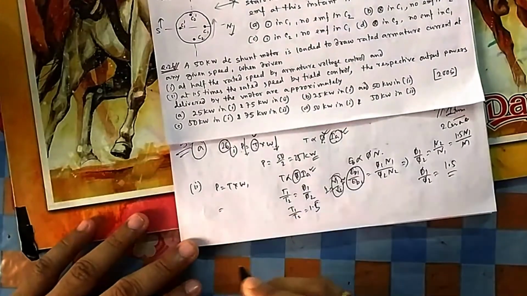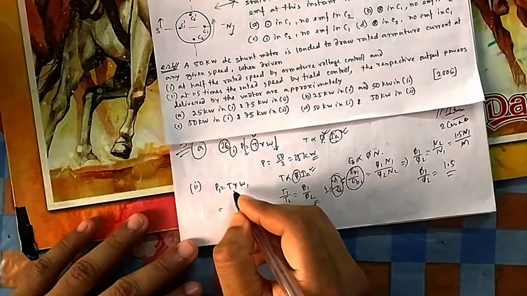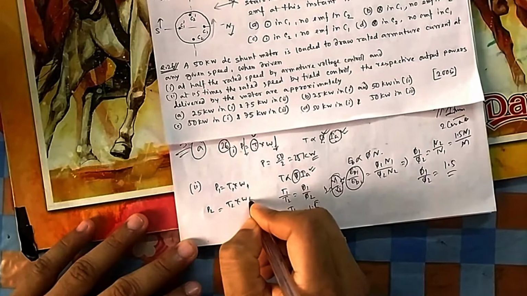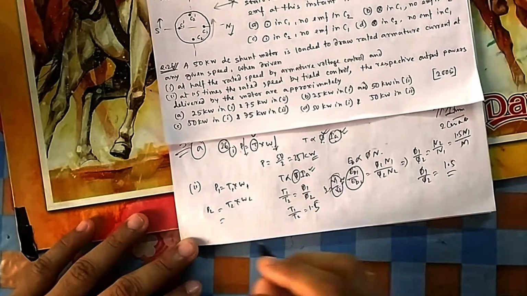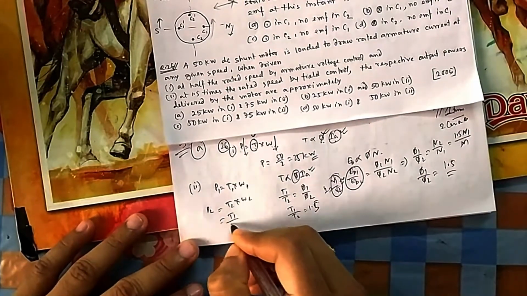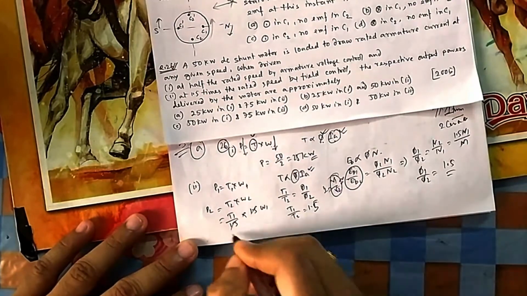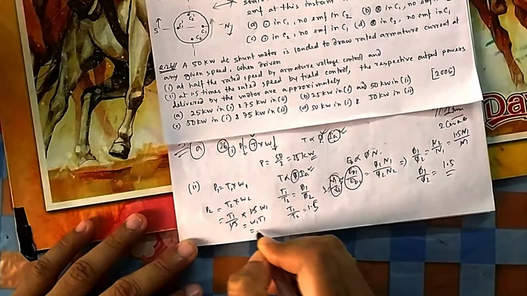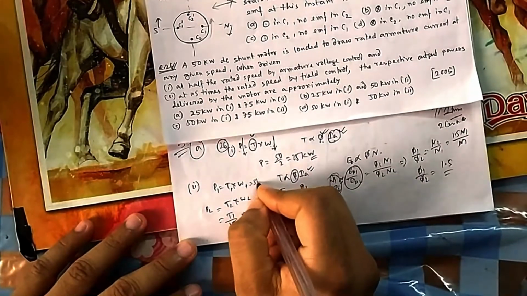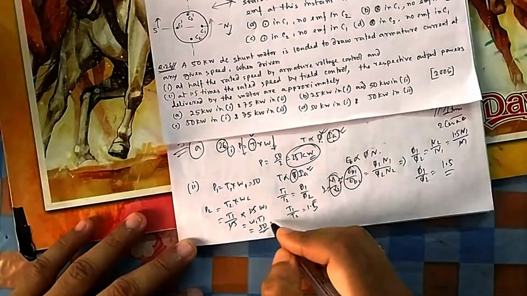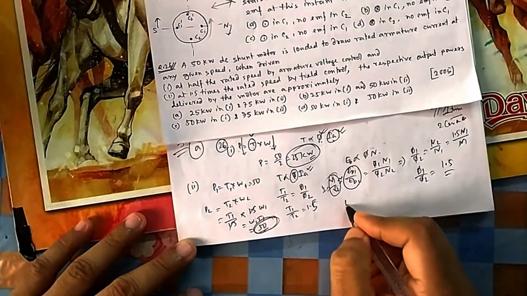So you apply here now. Suppose this was your original power P1, T1 omega 1. Now P2 will be equal to T2 omega 2. What is T2? T2 is T1 by 1.5. What is omega 2? 1.5 times omega 1. So you will get the same power, the original power, that is 50. Now the power is also 50. So it is 25 kilowatt and 50 kilowatt, that means option B.